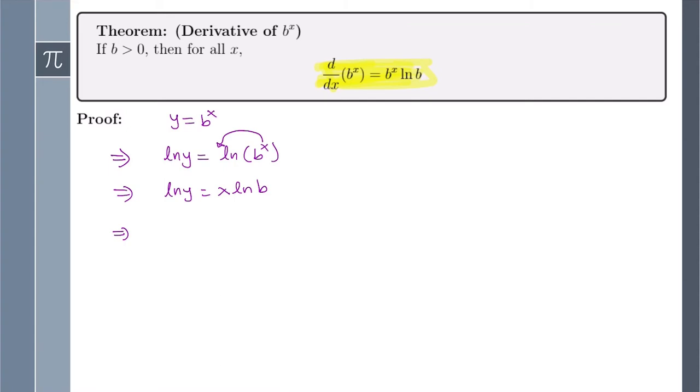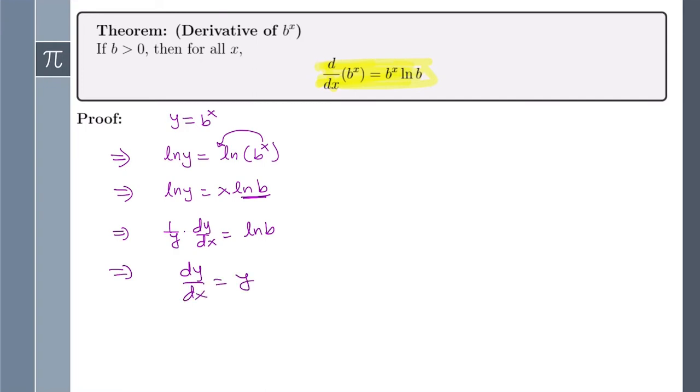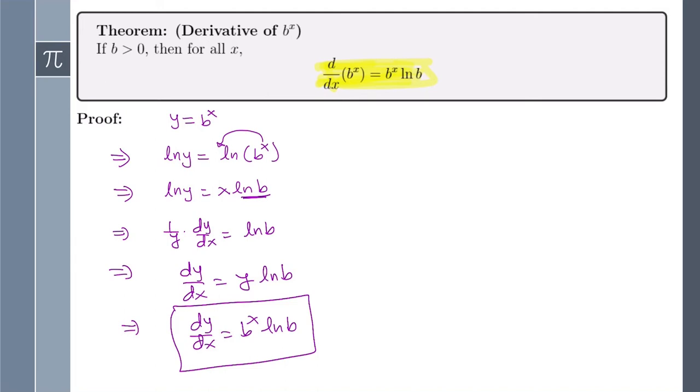Differentiating this equation, the derivative of natural log of y with respect to x is 1 over y dy/dx equals, so natural log of b is a constant, so with x times natural log of b, the derivative is just natural log of b. Now if we multiply by y on both sides, we get dy/dx equals y times natural log of b. And then we know that y is b to the x, so dy/dx equals b to the x natural log of b. So that proves our formula that the derivative of b to the x is b to the x times natural log of b.